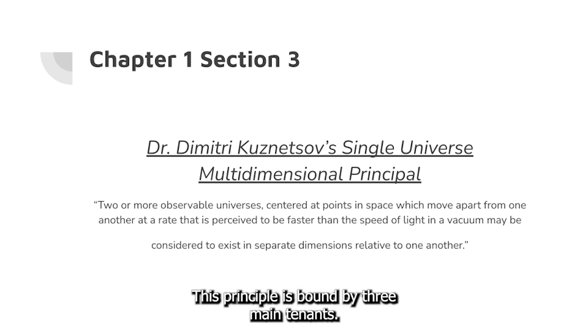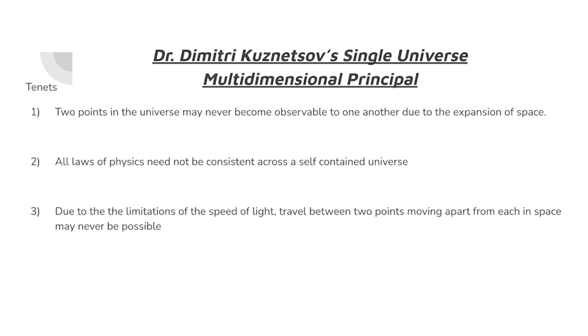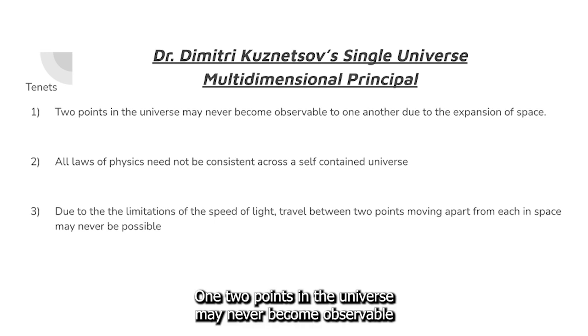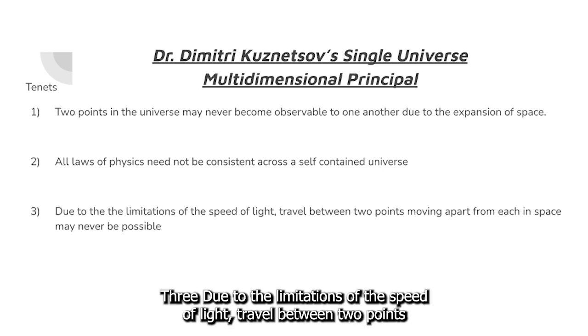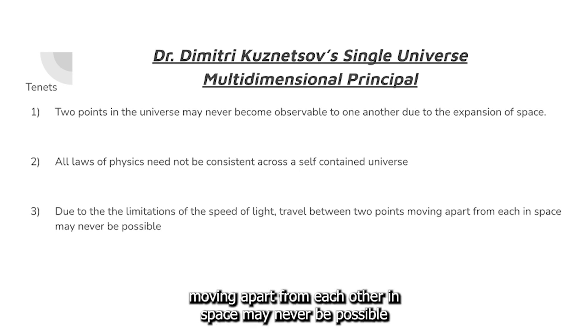This principle is bound by 3 main tenets. 1. 2 points in the universe may never become observable to one another due to the expansion of space. 2. All laws of physics need not be consistent across a self-contained universe. 3. Due to the limitations of the speed of light, travel between 2 points moving apart from each other in space may never be possible.